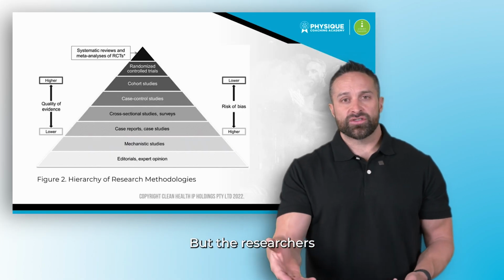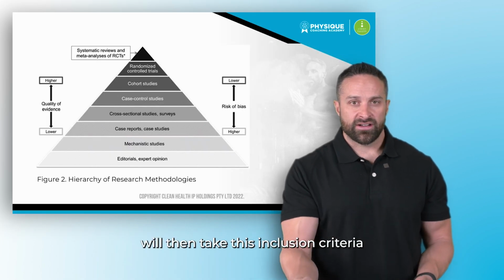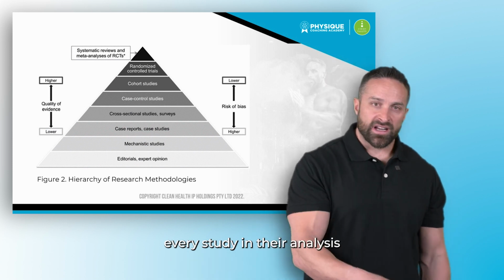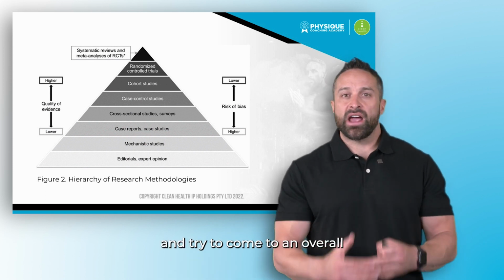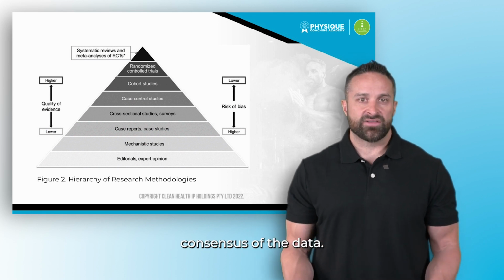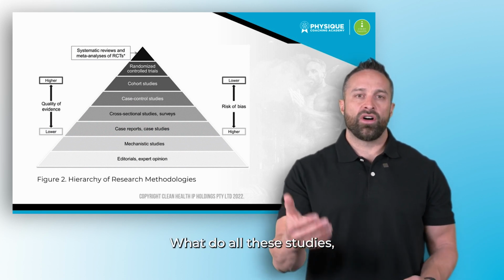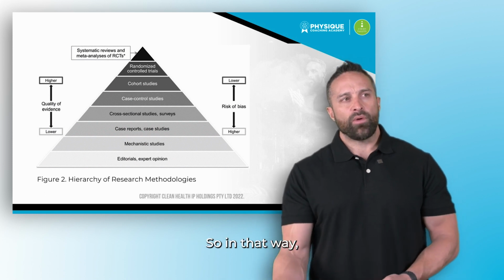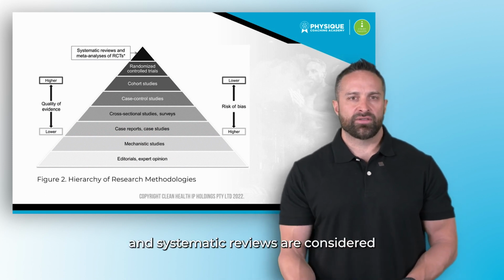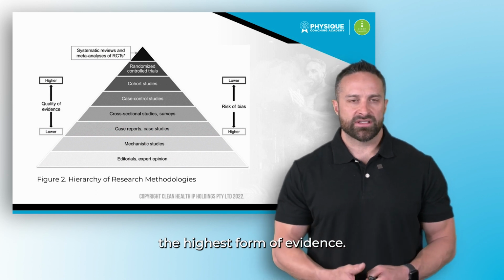But the researchers will then take this inclusion criteria and include every study in their analysis that fits this inclusion criteria and try to come to an overall consensus of the data. What do all these studies, when summed up, show? So in that way, meta-analyses and systematic reviews are considered the highest form of evidence.